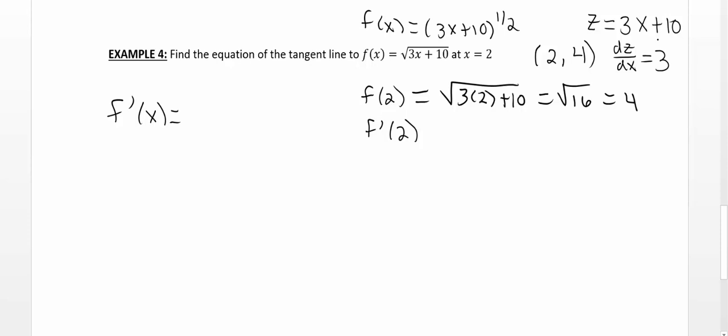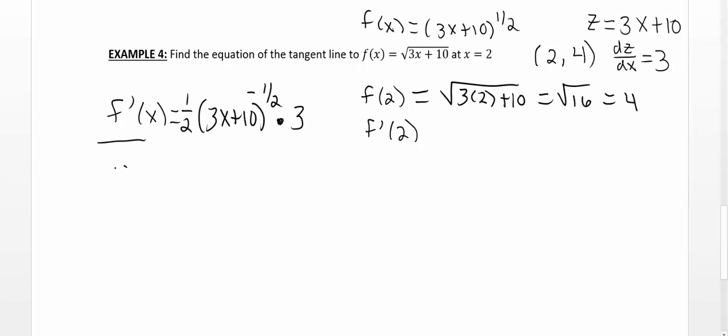Now when I go to put my derivative together, I can deal with the power first. The power comes down in front, everything inside stays the same, and I subtract 1 from the power. So that's the outside part, our n z to the n minus 1. But I have to remember to multiply that by the derivative of the inside, or my dz dx, which is going to be 3. Which means my derivative is 1/2 times (3x plus 10) to the negative 1/2 times 3.